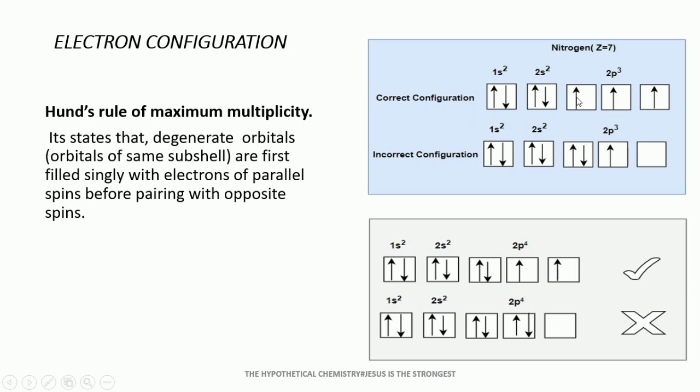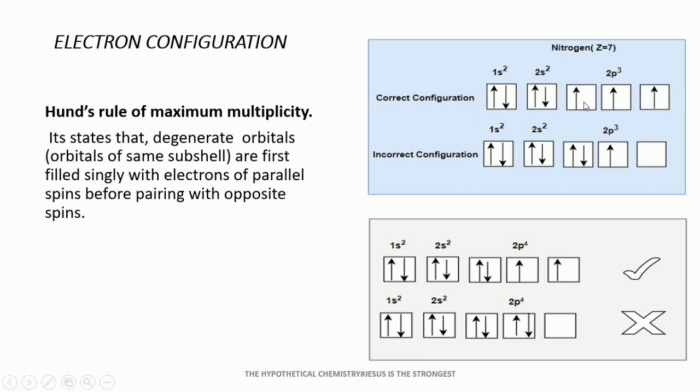So this is how you fill. You first give the first one only one electron, and it must spin up or maybe down. But take note, you have to give each of them one each before you begin to pair, or before you start pairing in the opposite direction.